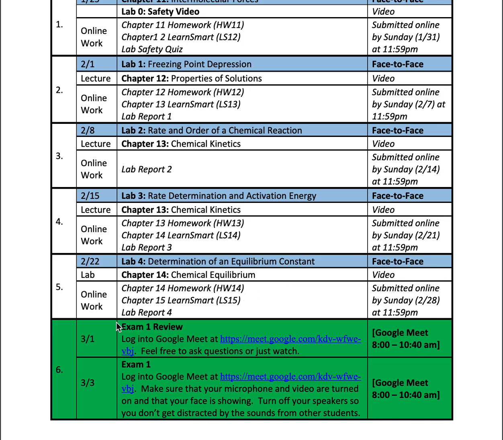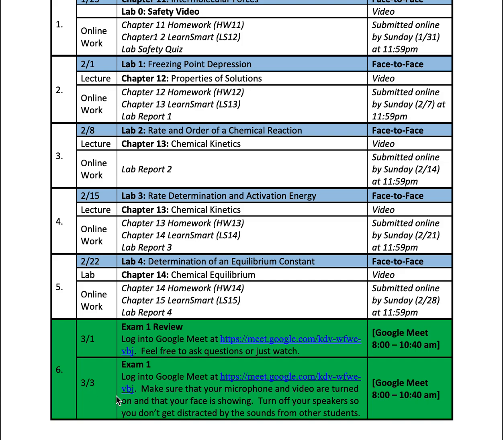Okay, you can see that in week 6 we have our first exam week. Okay, so you can see here on 3-1, which is going to be the Monday of that week, instead of Group A coming in face-to-face, both Group A and Group B are required to come to the review session on Google Meet. Okay, and then on Wednesday, which is the 3rd, both Group A and Group B are going to sign into Google Meet and take the exam.